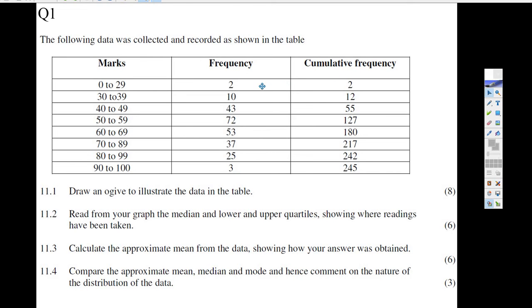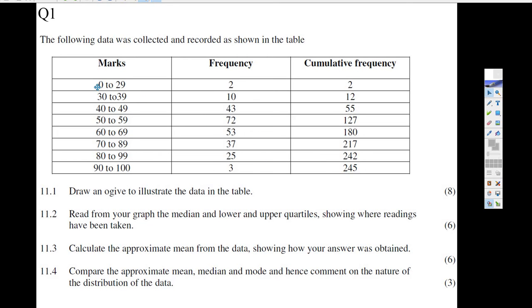Now, a cumulative frequency means you add it up as you go along. So it's 2 in the first one. Then you take this 2 and this 10, you put it together, and it accumulates to 12. Then you go 12 plus 43 to get 55, and you keep adding to get the next accumulated score. There are 245 people, marks, tests that were done here, okay?